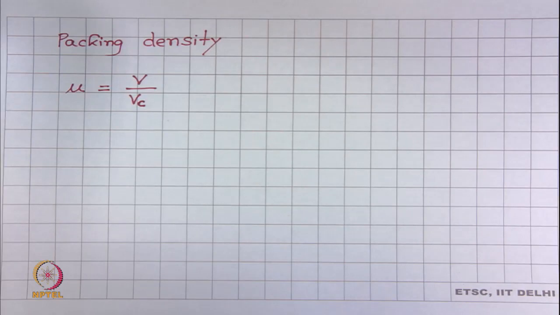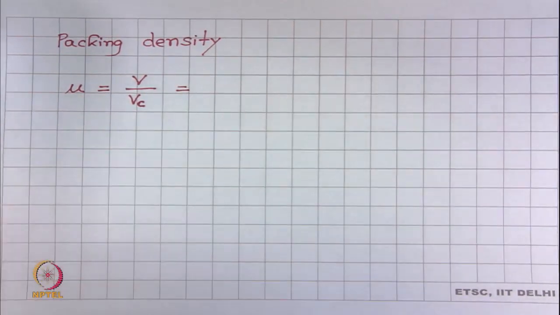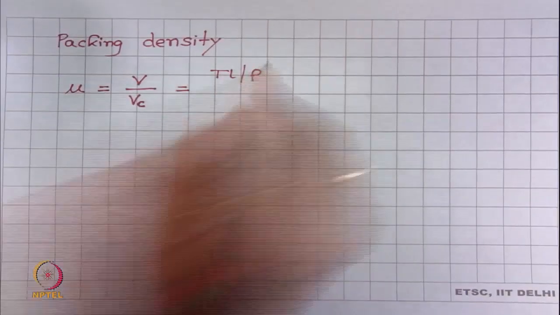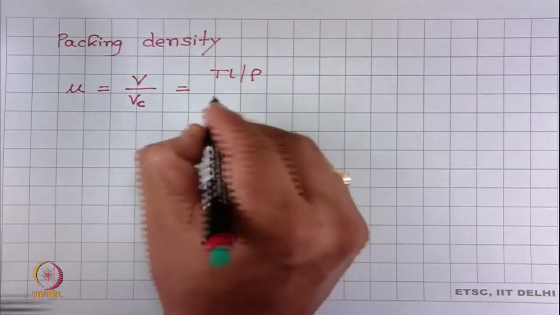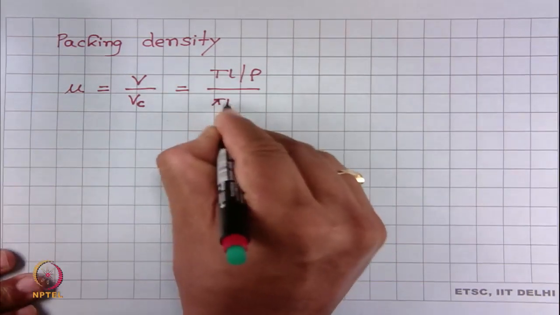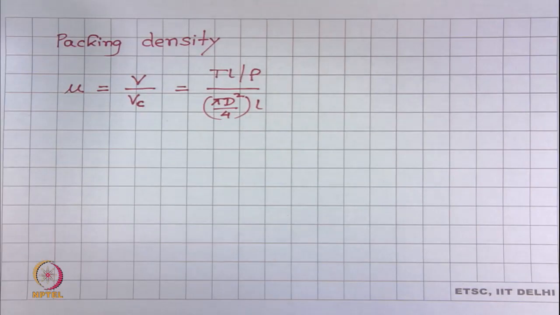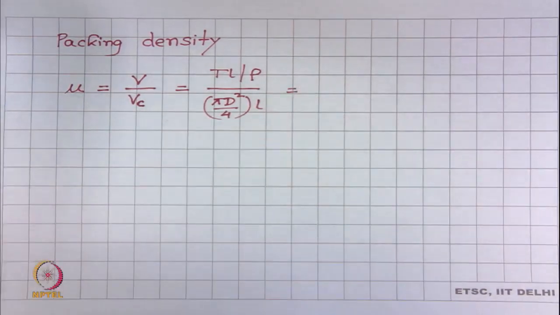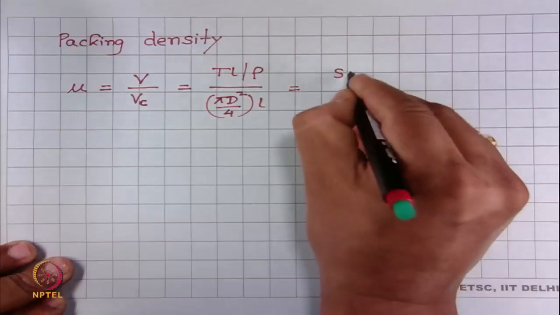Now, what is V, the volume occupied by all fibers in the yarn? In this module, we have already learnt V by L is equal to T by rho. So, V is equal to T times L by rho. And what is Vc? Vc is pi d squared by 4 into L, if we consider the yarn to be cylindrical, which we often do. Right. Now, what is T by rho? T by rho is equal to capital S, also we have learned. So, T by rho is capital S into L.